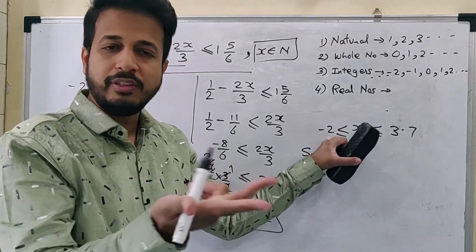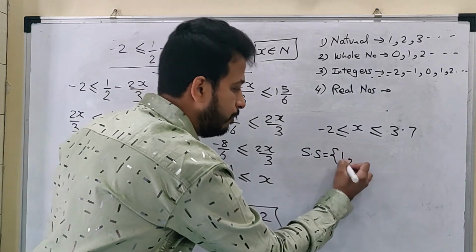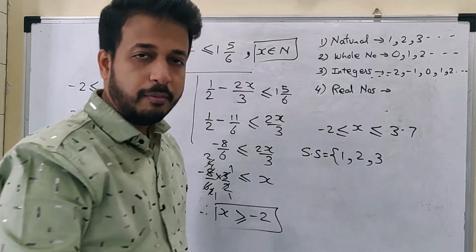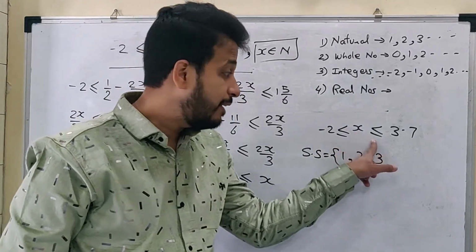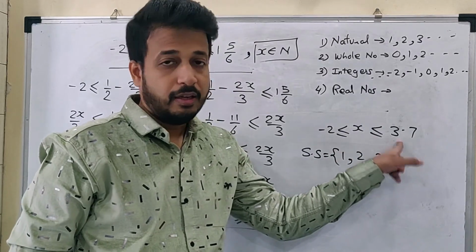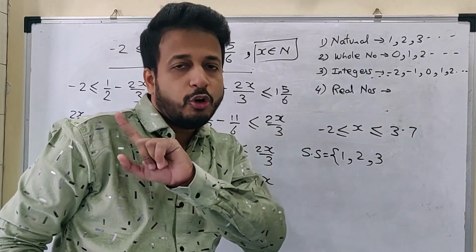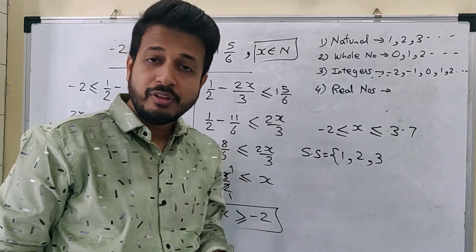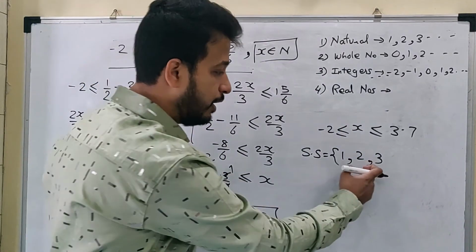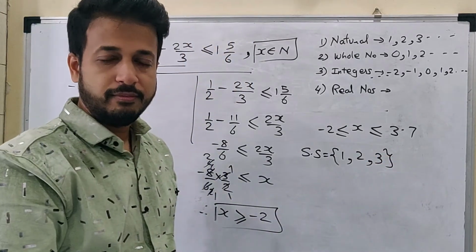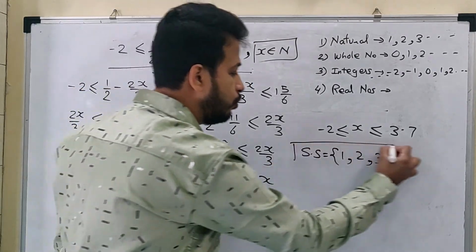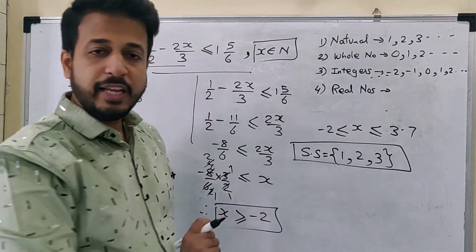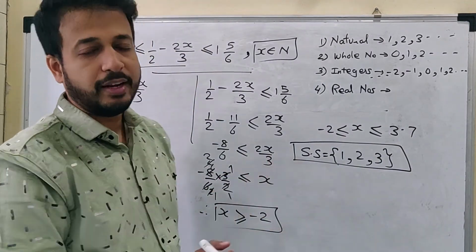So minus 2, minus 1, 0 won't come. 1 will come. 2 will come. 3 will come. And x is less than or equal to 3.7. Decimal numbers are not going to be included in natural numbers. It has to be less than 3.7. So my last value is 3. I don't have anything else. So in this way we write down the solution set. In every question the solution set is very important.